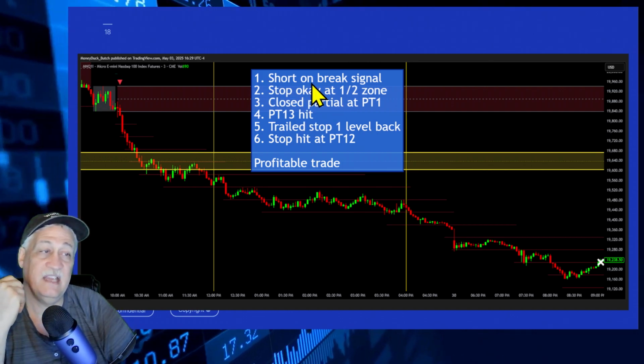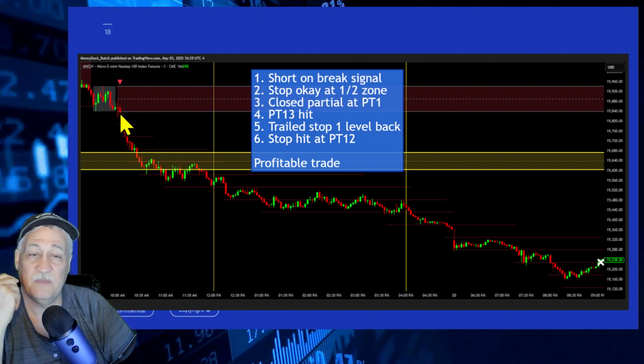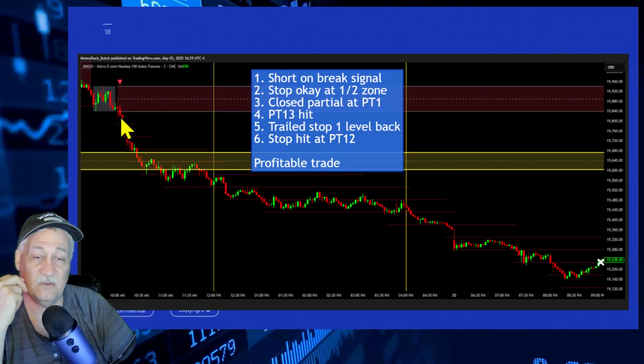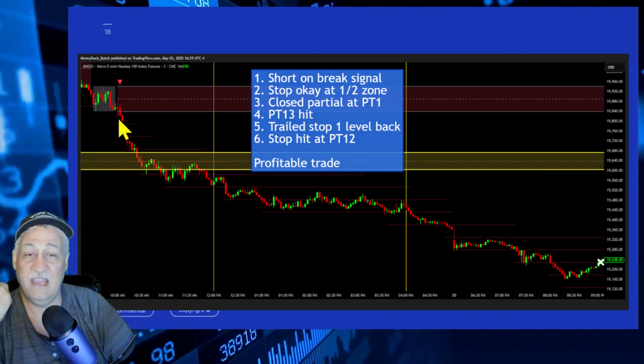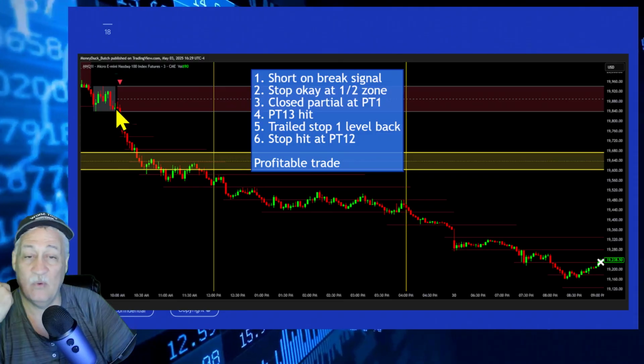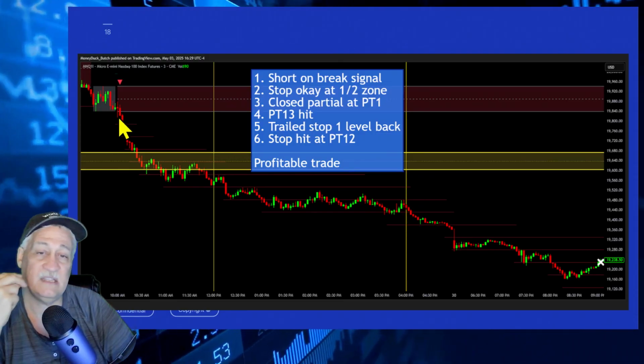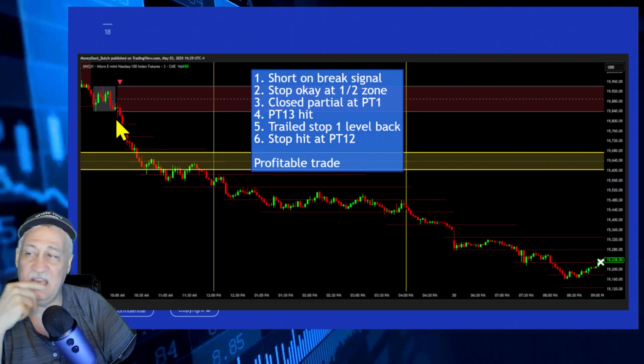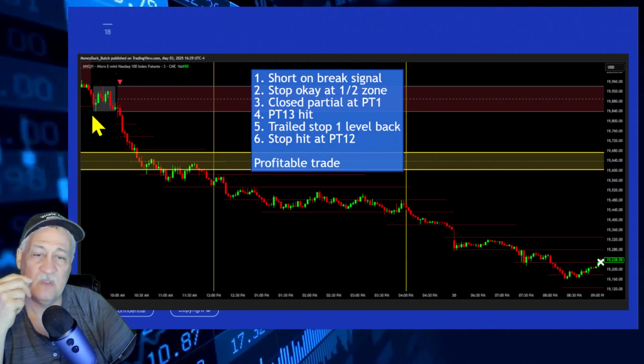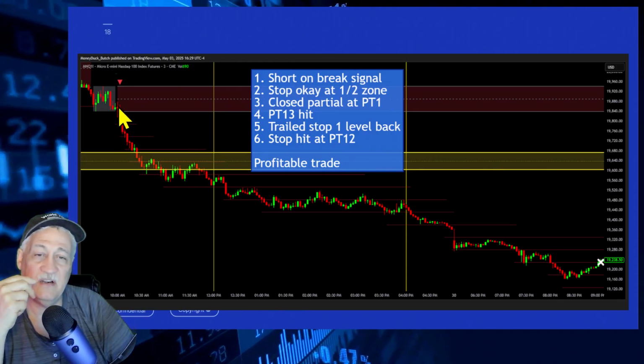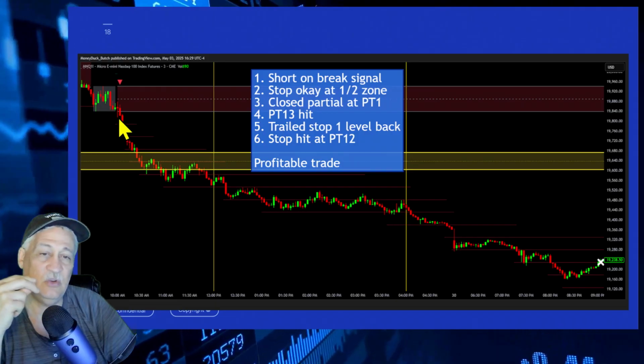So basically, you shorted on the signal. Again, we waited for a candle to close. Now, again, some of you may say, well, what about that wick? It just wicked through. Look at that. If you're thinking that you want to be a trader that just puts a pending order down there and a wick pops down and takes you in.